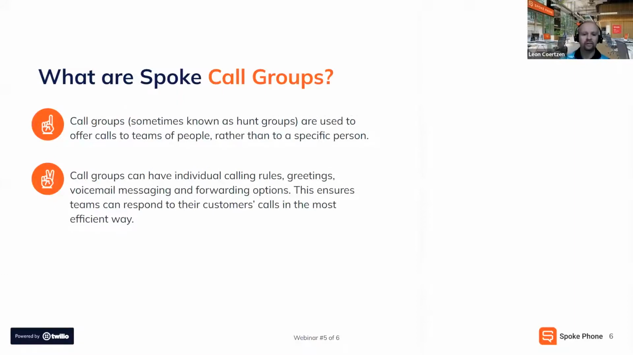So what are call groups? Call groups, sometimes known as hunt groups, are used to offer calls to teams of people rather than individual persons. Call groups can have individual calling rules, including greetings, voicemail messaging, and different forwarding options. This ensures teams can respond to their calls in the most efficient way.